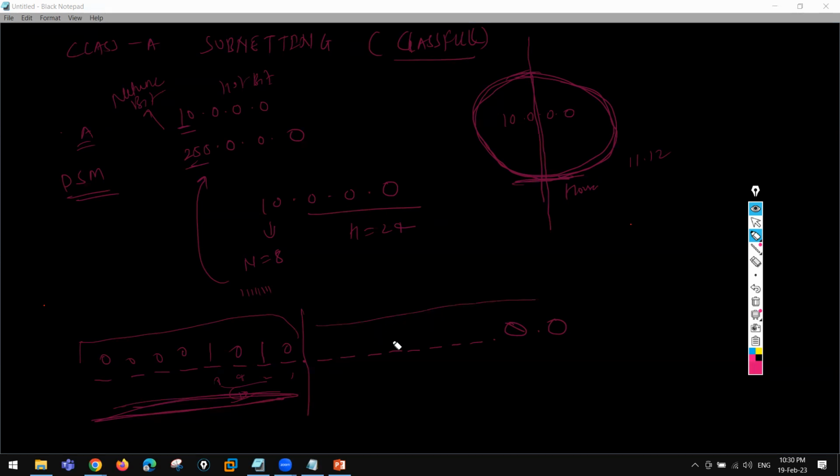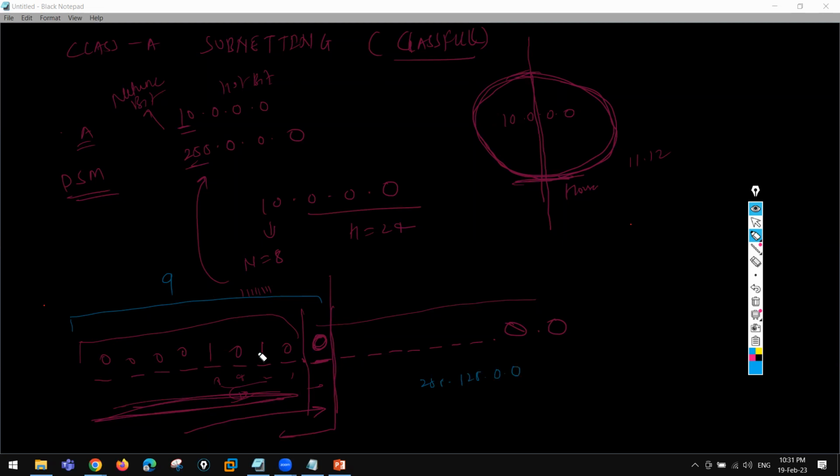So we are going to borrow one bit from the host bits. When we borrow, we go from right to left, from the side next to the network bits. We are borrowing this one bit and including it in the network bits. The first value we can put here is 0. How many network bits are there now? 9. So what would be the subnet mask? 255.128.0.0.